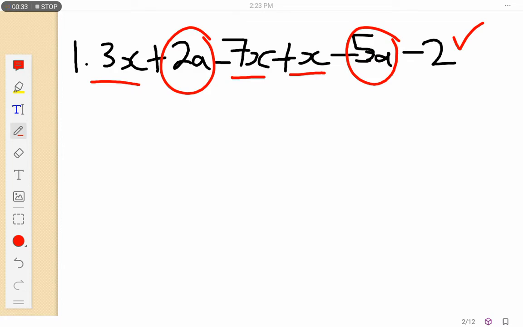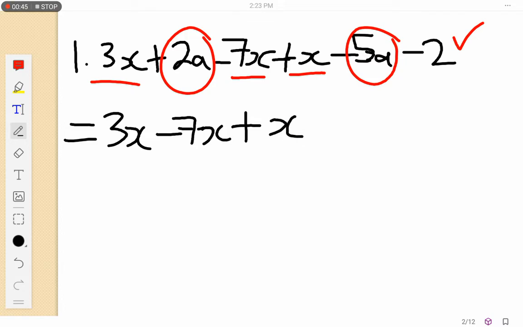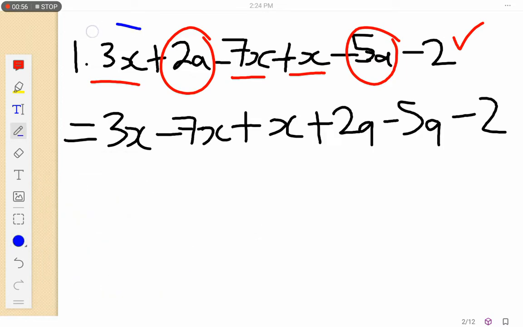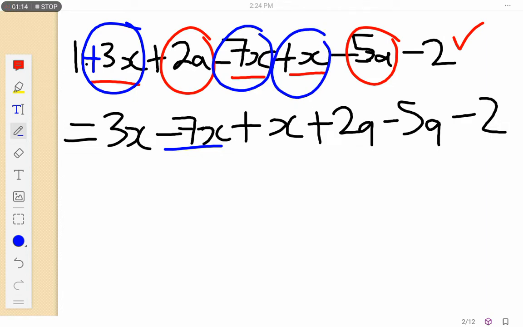So I'll take the first ones. I'll have this is equal to 3x, then minus 7x, then plus x. I'm done with the x's. Let's go to the a's. I've got plus 2a, then minus 5a and minus 2. What we are basically doing here is taking a number with its sign. For example, 3x has got a plus, so I'll take it as it is. 7 has got a minus there, I'll take it as it is, as you can see here. The same goes with plus x there.